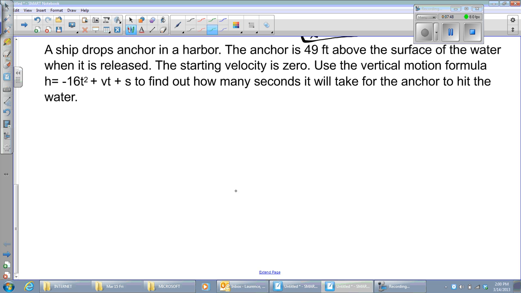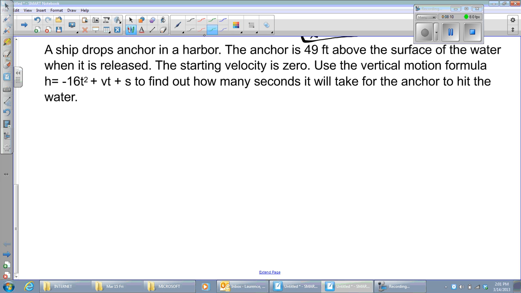So this one says a ship drops anchor in a harbor. The anchor is 49 feet above the surface of the water when it is released. The starting velocity is 0. Use the vertical motion formula, which is the same thing, to find how many seconds it will take for the anchor to hit the water.